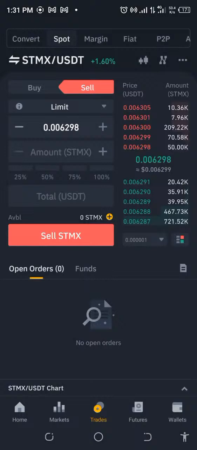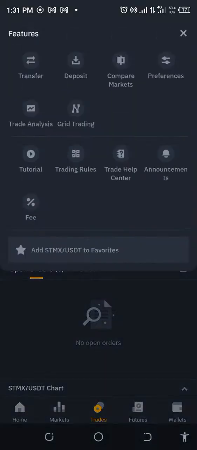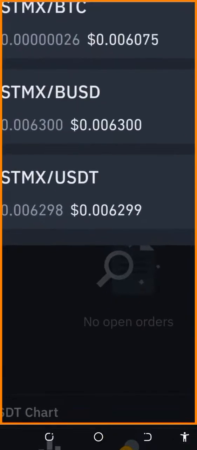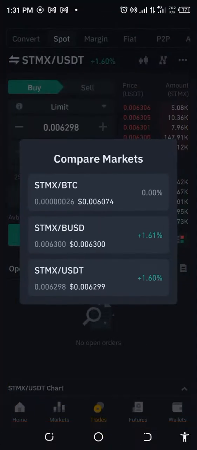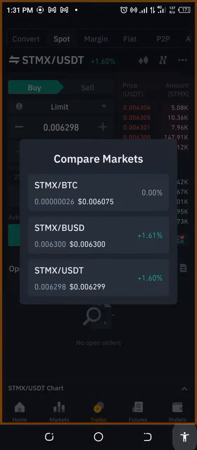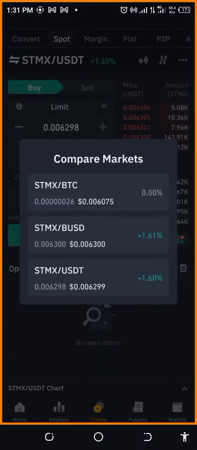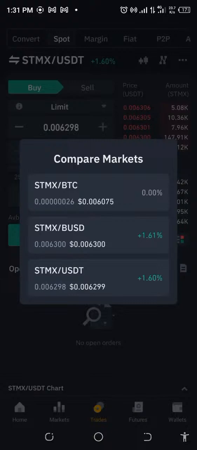Okay. And first of all, like I always say, the first thing you need to do is to check and compare the markets to see what's going on there, see if there's any opportunity whatsoever. Okay. It looks like there's an opportunity here. So I'm just going to try and see whether I can actually buy STMX with my BTC. So let's see the price. It's 0.006074, while on the others you can see the difference there.